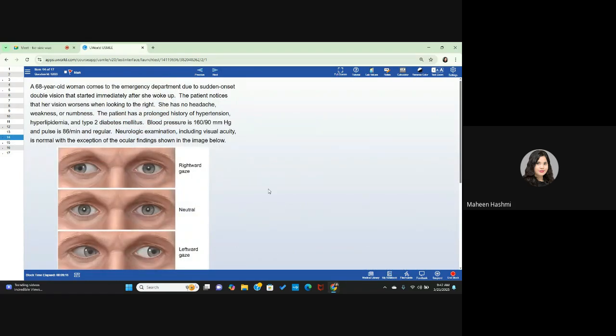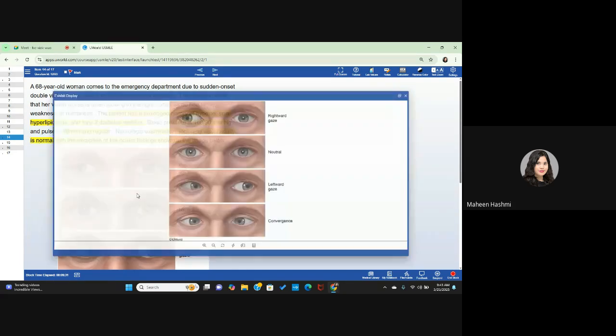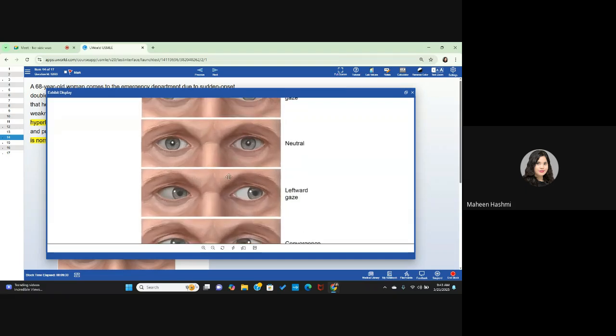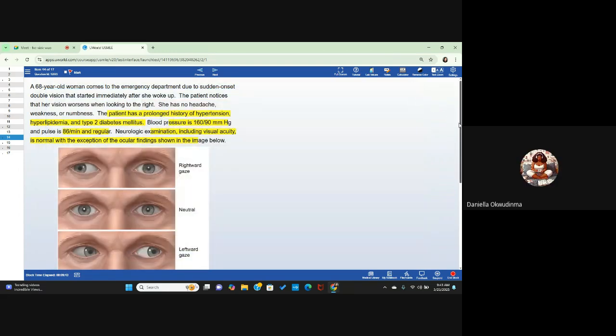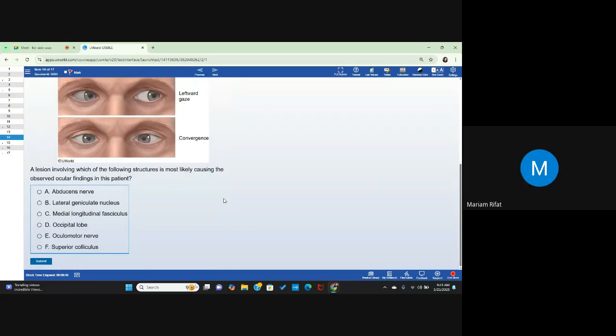All right, so what's this? The patient has a prolonged history of hypertension, hyperlipidemia, and type 2 DM. Blood pressure is very high, pulse is okay. Neurological examination, including visual acuity, is normal with the exception of the ocular findings shown in the image below. What's happening? Internuclear ophthalmoplegia, because of the problem with rightward gaze. MLF, the medial longitudinal fasciculus problem.